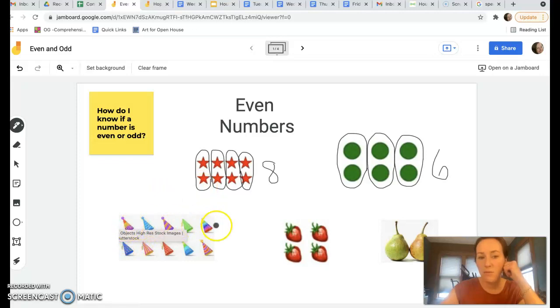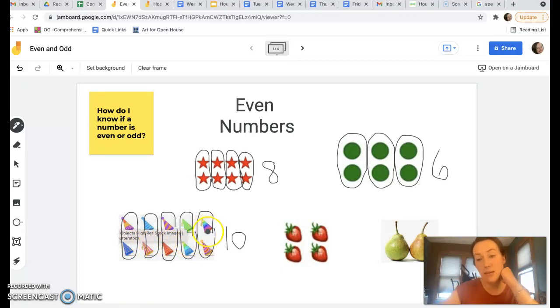Here we have 10, 5, and 5, just like our 10 frame. 10 is an even number. Here's a pair, here's another pair, and if I were to count by twos, 2, 4, 6, 8, 10, I would get 10. So if you're counting by twos and you land on that number, it is even because they will each have a pair. So the number 10 is even.